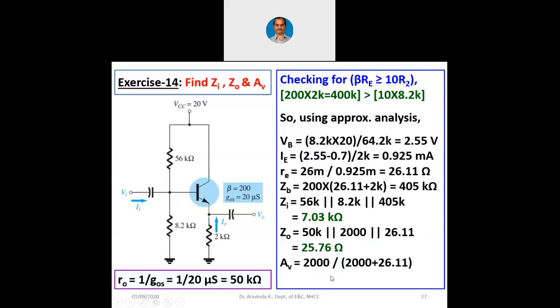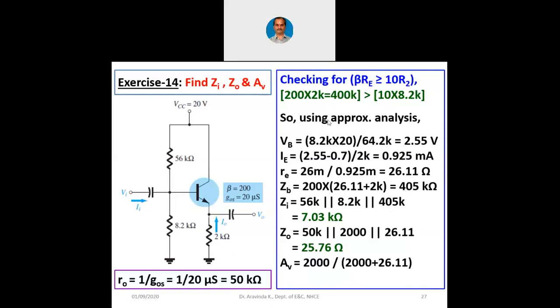And Sir, what is 405K? 405K, that is ZB, the input impedance with respect to base and emitter that we had discussed in the AC analysis. Yes, I have shown you on the top, that ZB is 405K, that is beta into small re plus capital RE. Now remember this formula.